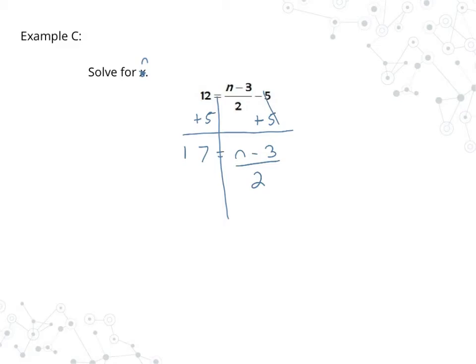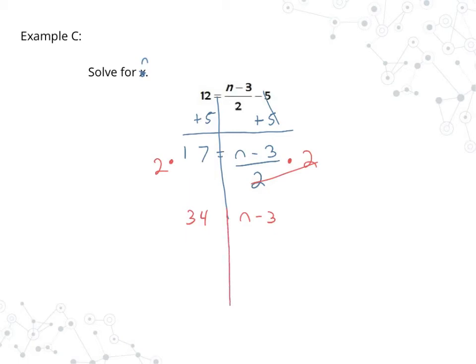So when we have this particular type of problem, we've got to get rid of that dividing by 2 first. So the opposite of division is multiplication. So I'm going to multiply both sides by 2. These are going to cancel. Bring down my n minus 3. 2 times 17 is 34. So I'm going to bring down that 34. Again, if you weren't sure what 2 times 17 is, feel free to use your calculator.